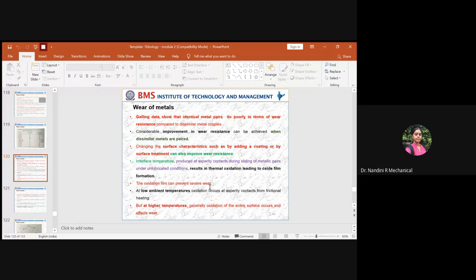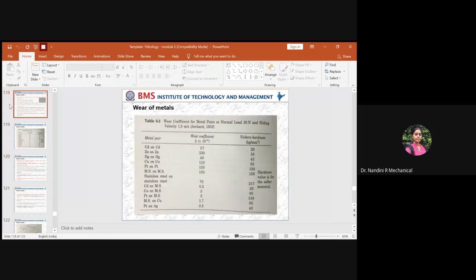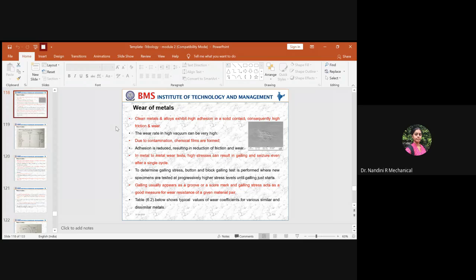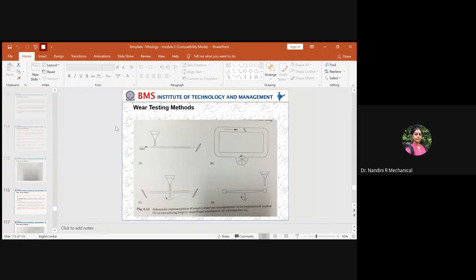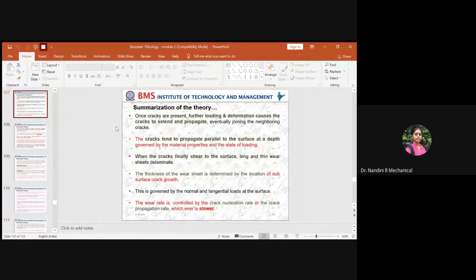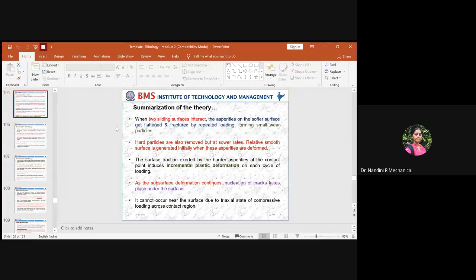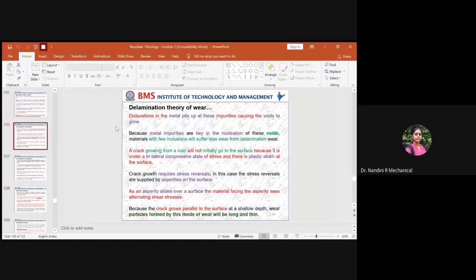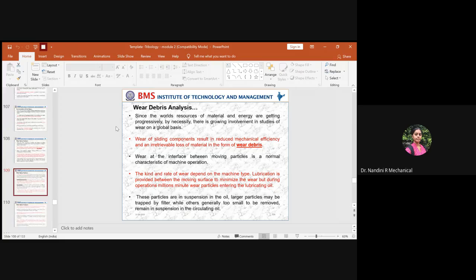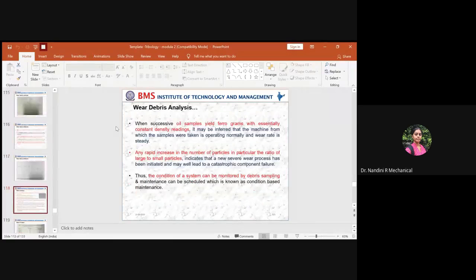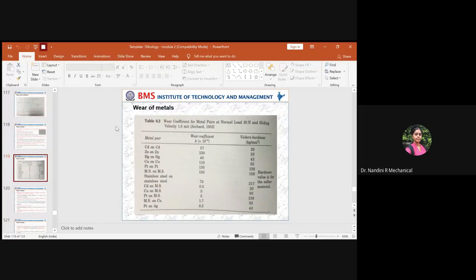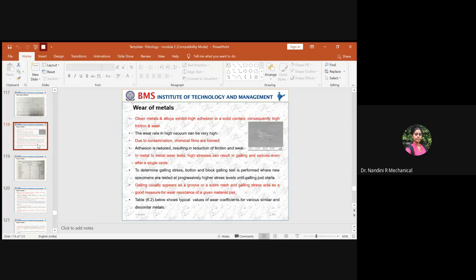And in the last class, if we remember, we were dealing with the delamination theory. What is its importance, and how a laminated film comes out during the delamination concept. Later we dealt with the delamination theory, and after that we dealt with the summarization of the steps which are followed in delamination theory. After doing this, we came straight away to understand how wear happens in the case of metals, right?